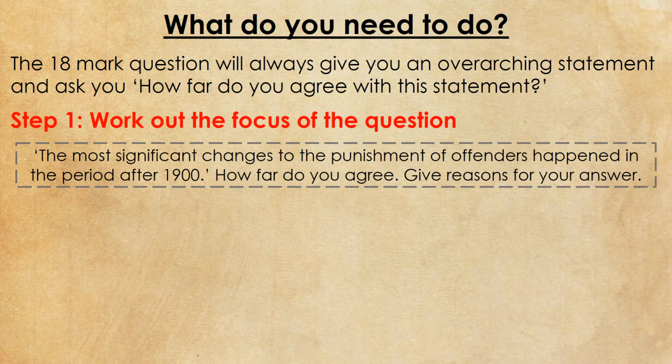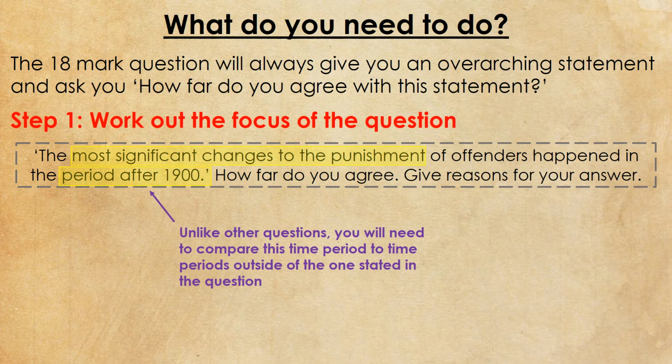Okay, hopefully you've had a chance to have a look at that then. So in this particular example, the two bits that I would highlight are the fact that it's talking about the most significant changes to the punishment of offenders. So it wants you to talk about important changes to punishment. And then it's saying that this person thinks that those most important changes happened in the period after 1900. Now, again, it hasn't explicitly told you the name of that time period, but we should know from our revision that that is the modern period. So this question is saying the biggest changes to punishment happened in the modern period. Do you agree, yes or no?